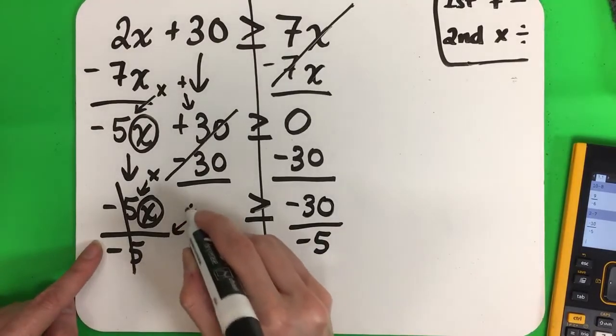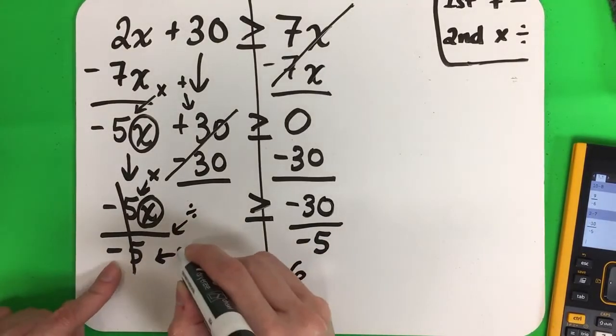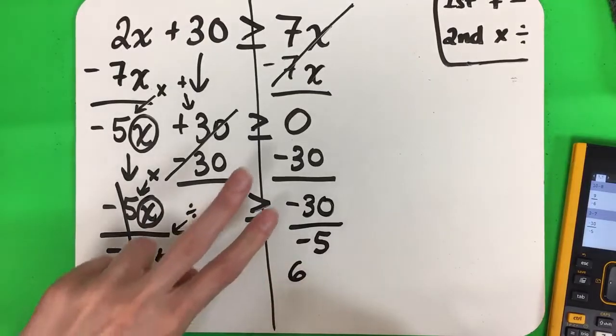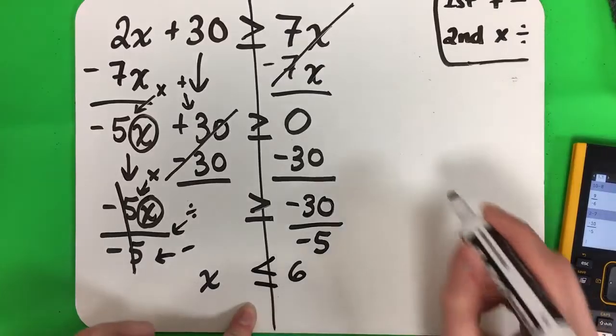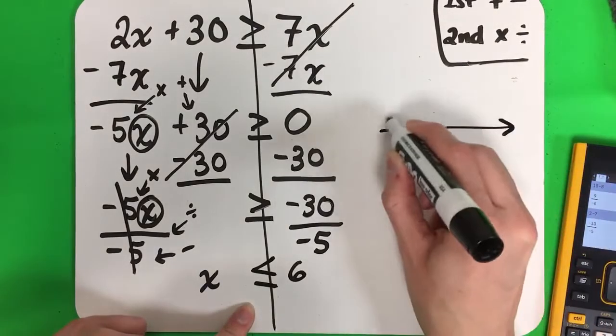Here, it's divide. Down, abajo, negative. Switch the sign. It's less than or equal to 6. So let's draw our graph.